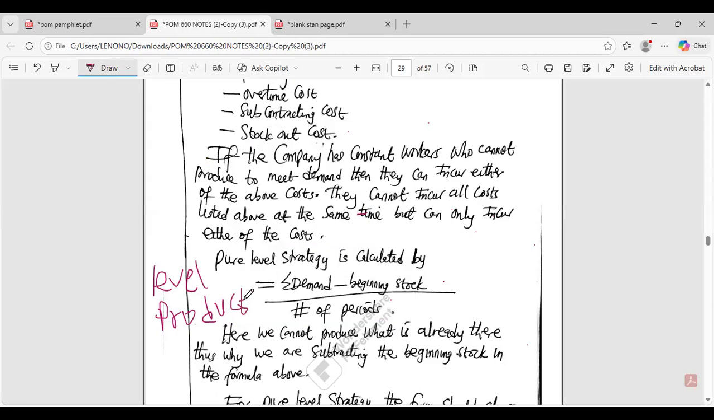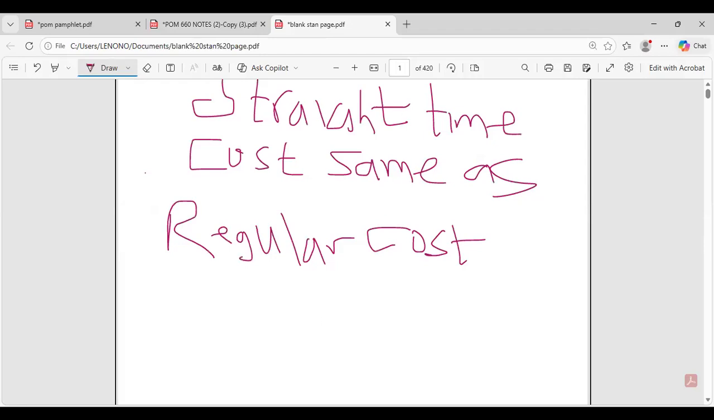So this is when you're finding our production. Our production will be equal to, you produce on a level basis, so summation of demand for the period minus beginning stock divided by number of periods. This is for finding the production.